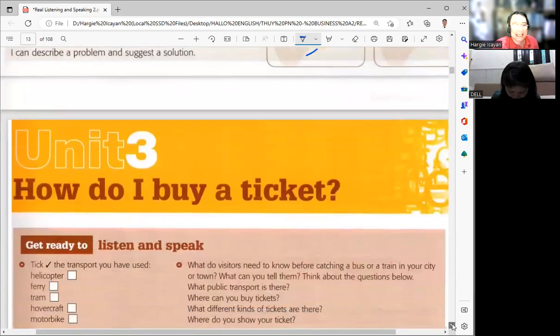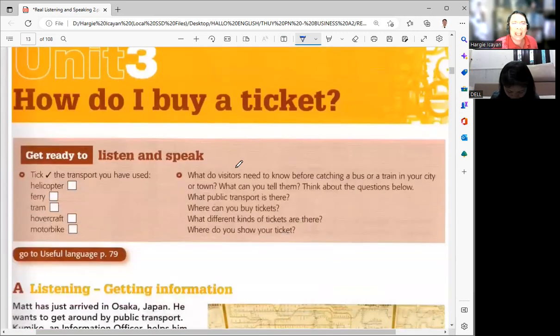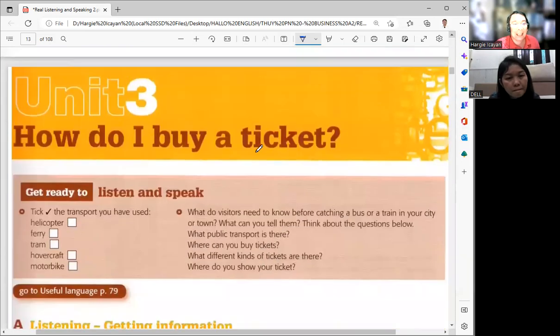So we have to proceed with our Unit 3. We have to do maybe only an introduction, so that on the next meeting we can proceed with a more detailed explanation of this, okay? So Unit 3 is How do I buy a ticket? I hope you can still remember that during our first program last time, we already had a lesson about this one.